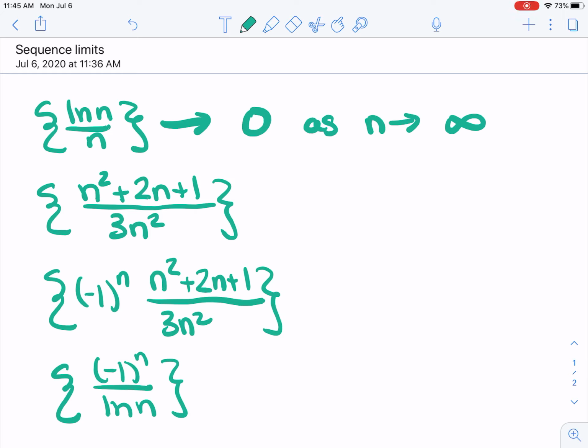The terms in that sequence get arbitrarily close to 0. I can get as close as I want to 0 by making n large enough. Those are all different ways of saying the same thing. So let's take the second one.